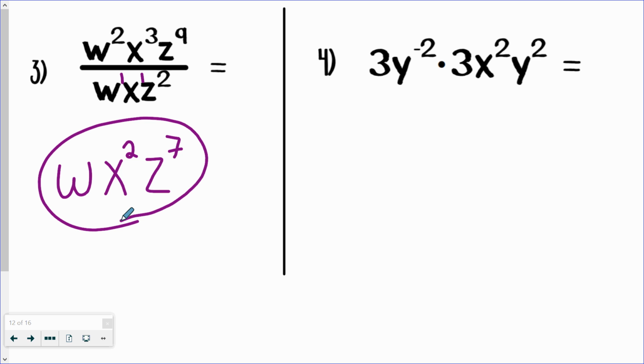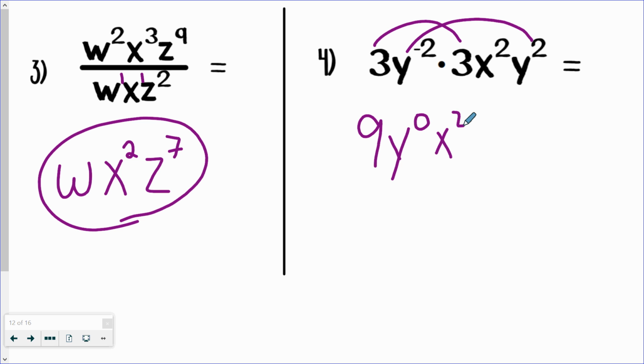Problem 4, since I'm going to multiply, I'm going to do the product rule first where I add the exponents. So I do the 3 times the 3, which gives me 9. y to the negative second times y to the second power. Negative 2 plus 2 is 0. So now I have y to the 0 power and then x squared. Well, y to the 0 power equals 1. So my final answer is just 9x squared.